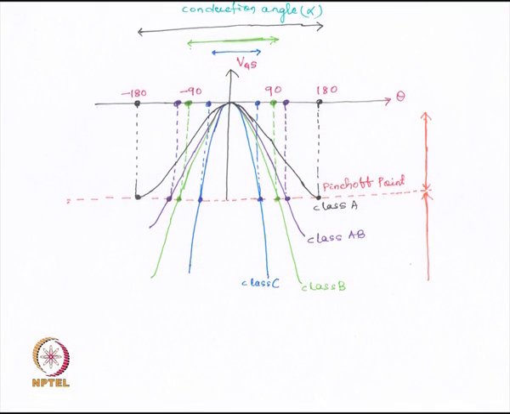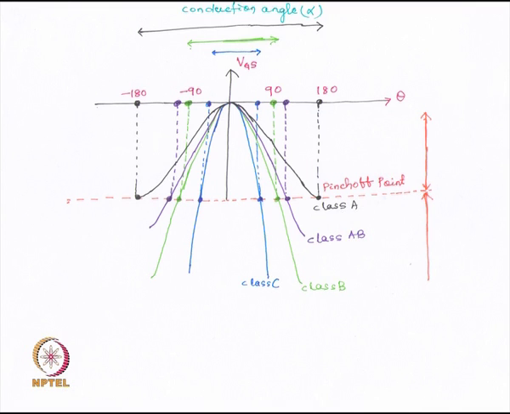Now, depending on for what angle of a sinusoid the transistor is conducting, that is, for what phase values of the input sinusoid our VGS is above the threshold voltage, we can classify our amplifier into class A, class AB, class B and class C. So, 4 classes we can achieve.